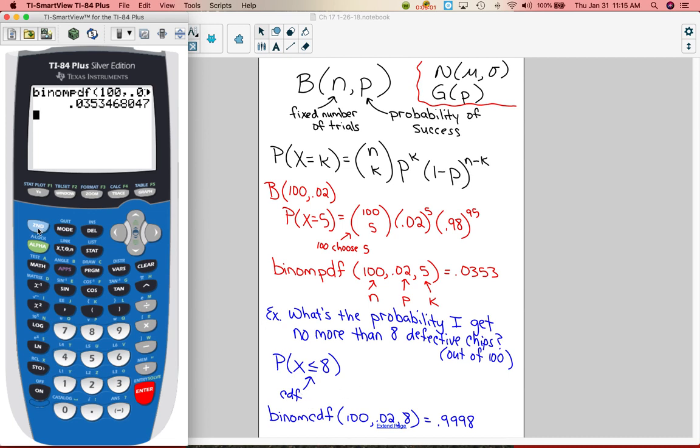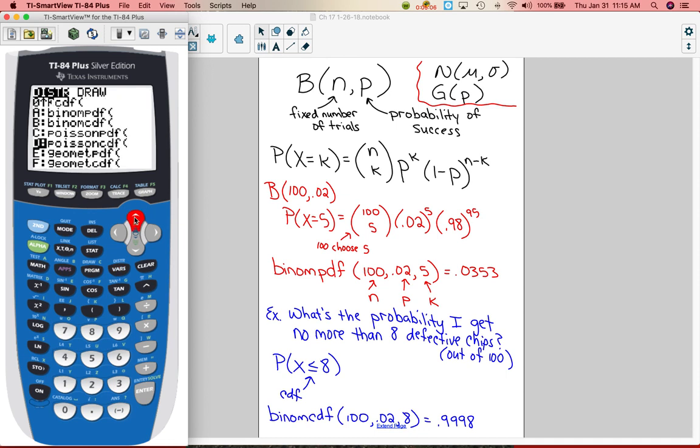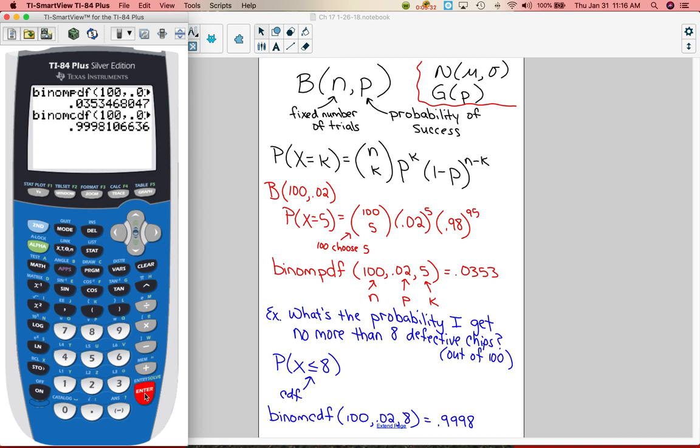In that case, if I go second distribution, and I go up here to binomial CDF, we have 100 trials. P is 0.02, and my value of x is 8. Notice you need to make sure you're on the correct one that you want, because these inputs are no different for PDF, but the answer will be quite different. So this is my answer: I get 0.9998 if I round to 4 decimal places, and that is what you do if it's less than or equal to.